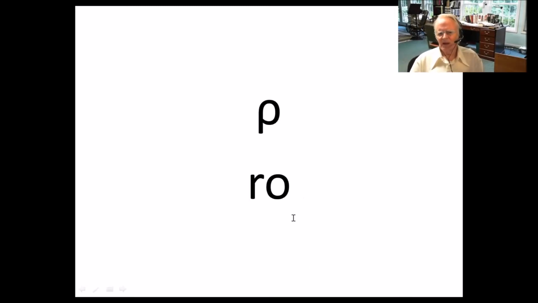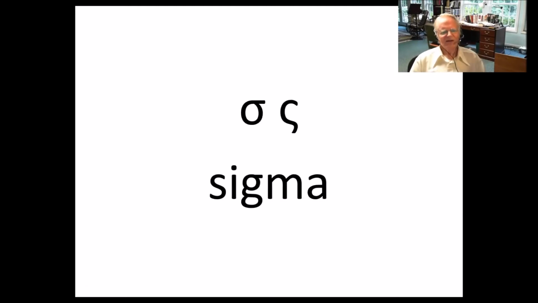Ro, meaning an R sound, r, r, r, not a guttural R as in German or Hebrew, but an R as we would say it more or less, ro. That's a good one. Sigma. Now you've got two forms of it. Some of the letters have two forms. Sigma, when it's at the end of the word, is called a final sigma. That's the second one there.